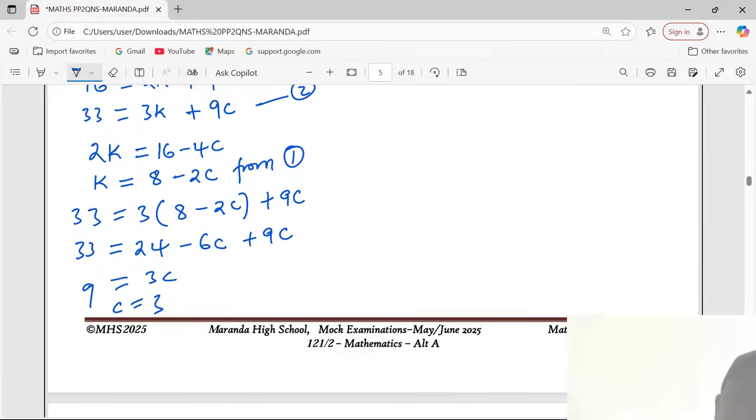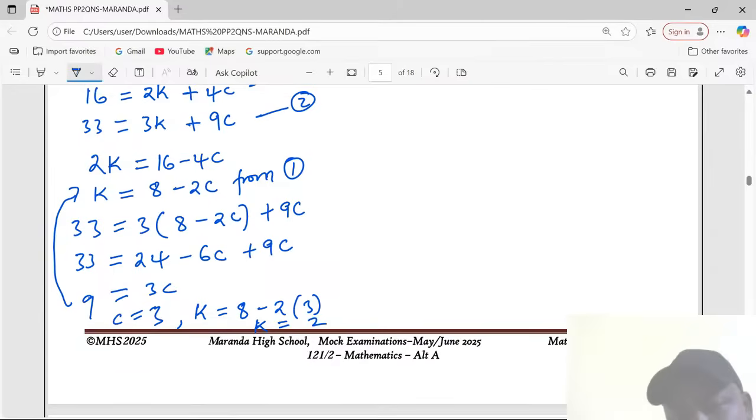If C equals 3, then the value of K can be gotten very easily by saying K equals 8 minus 2, the value of C, which is 3. So 8 minus 6, and K becomes 2. 8 minus 6 is 2.